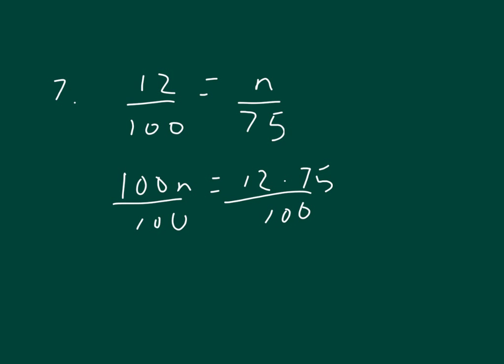Maybe start by dividing 25 into 100, goes 4 times. 25 into 75 goes 3 times. 4 goes into 4 once. 4 goes into 12 3 times. N equals 3 times 3, and that's 9. So 12 over 100 is 9 out of 75. Sounds about right.